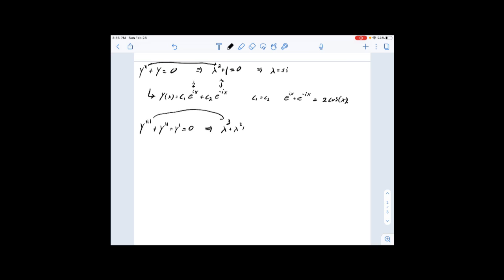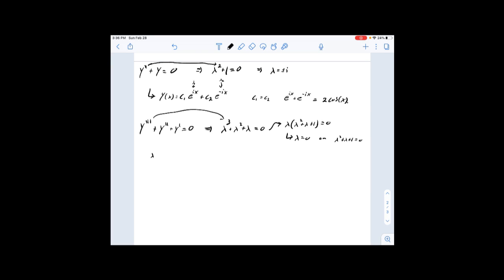Plus lambda squared plus lambda is equal to 0. Okay, so can I solve this cubic equation? I can, because I can just pull out a lambda, and then I note that it's lambda squared plus lambda plus 1 equals 0. So therefore my lambda must equal 0, or lambda squared plus lambda plus 1 must equal 0. I can solve for that.